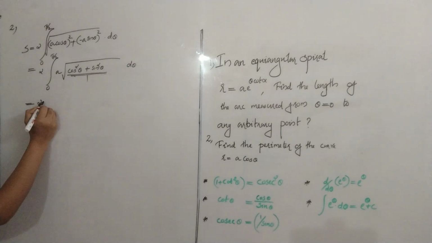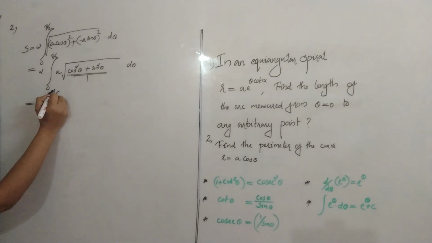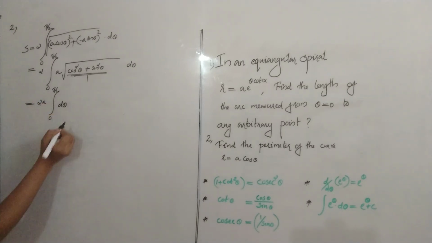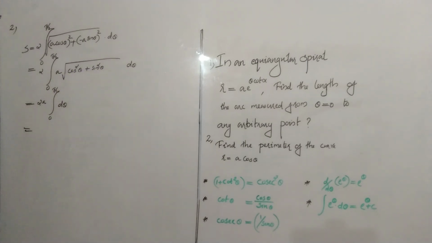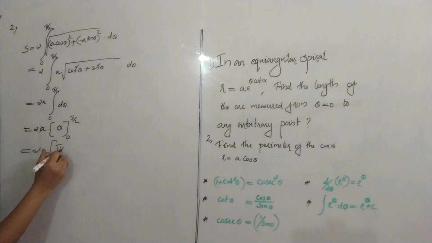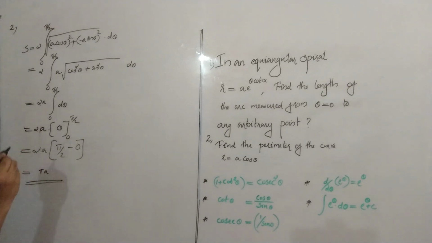So 2 into a into integral 0 to pi by 2 d theta is equal to 2a into theta, and the limits varying from 0 to pi by 2, is equal to 2a into pi by 2 minus 0, is equal to pi into a. So the perimeter of the curve r is equal to a cos theta is pi into a.